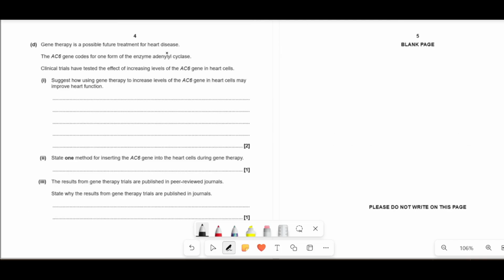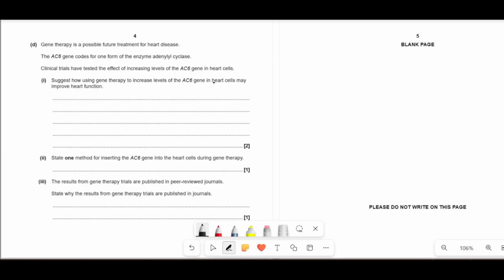So then gene therapy is a possible future treatment for heart disease. The AC6 gene encodes for one form of the adenylyl cyclase enzyme. Clinical trials have tested the effect of increasing the levels of AC6 gene in the heart cells. Suggest how using gene therapy to increase the levels of the AC6 gene may improve heart function.